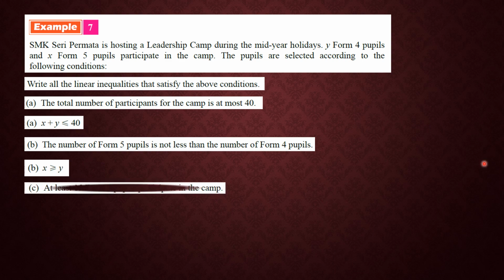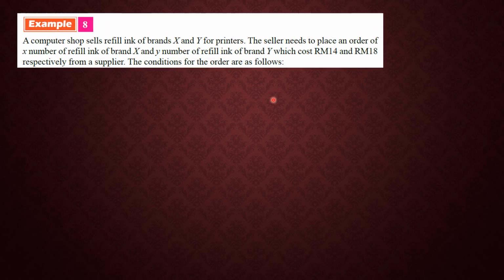Then we look at C. At least 15 Form 4 pupils participate in the camp. So Form 4, that is Y. At least 15, so you can be 15 or more than 15. That's why y ≥ 15. So this is for example 7. Then we can look at the next example, that's example 8.